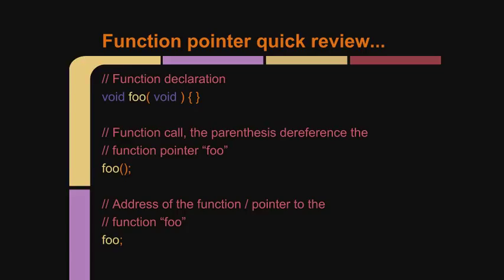But let me draw your attention to the bottom line, where I have simply typed foo and a semicolon. There are no parentheses here. This is actually how we could get the address of the foo function, or really a pointer to the foo function. So just leaving the parentheses off gives us the address. Hopefully you see the implication is that adding the parentheses is how we dereference the pointer. So any function, if we just have its name, that is a pointer to the function. When we make the function call by adding parentheses, that's when we are dereferencing that function pointer.